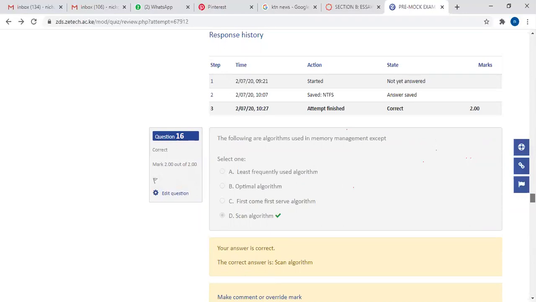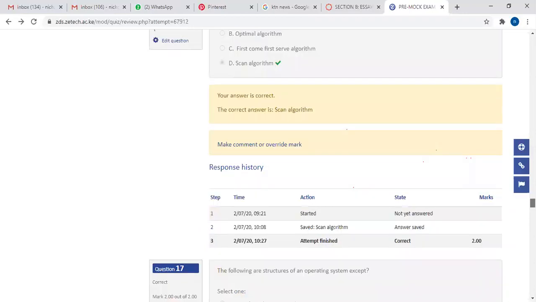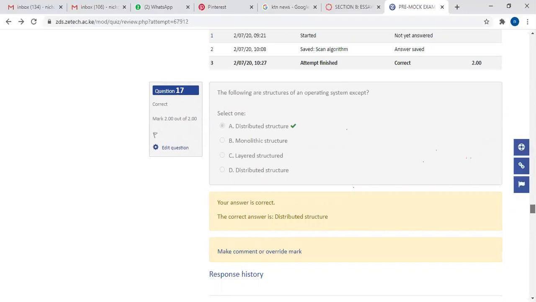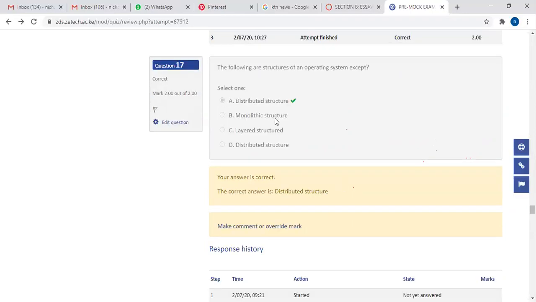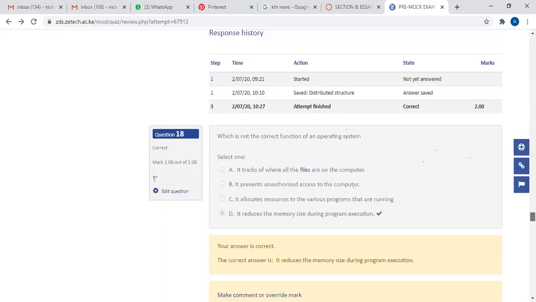The following algorithm is memory management. I think that one was okay. Least frequently, that one was okay. The following are structures of an operating system except: distributed structure. Somebody gave two answers, and I think this was an issue, because in a multiple choice question, if you insert two answers, maybe it was wrong. So I am supposed to add a mark. This one was distributed structure, which is not a correct function of an operating system.